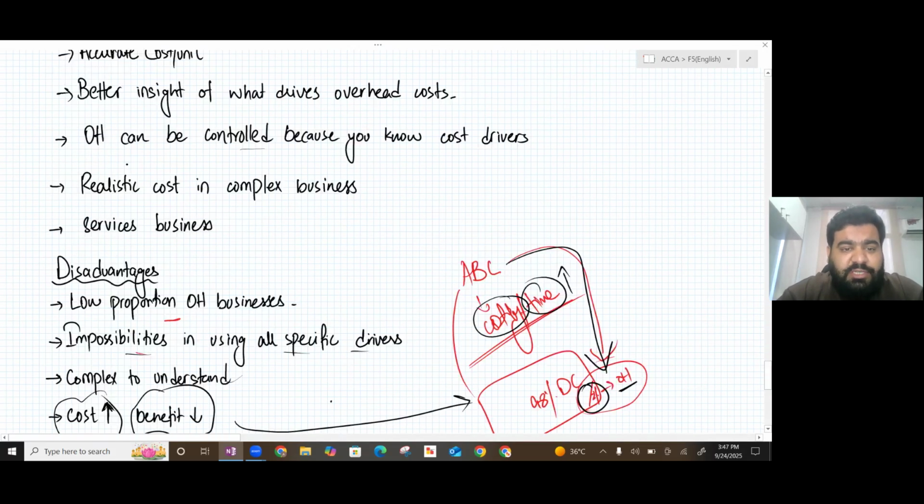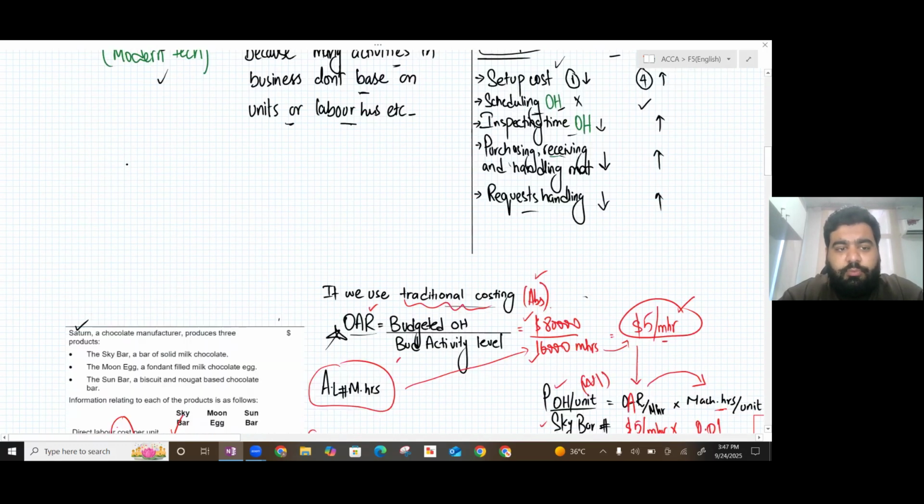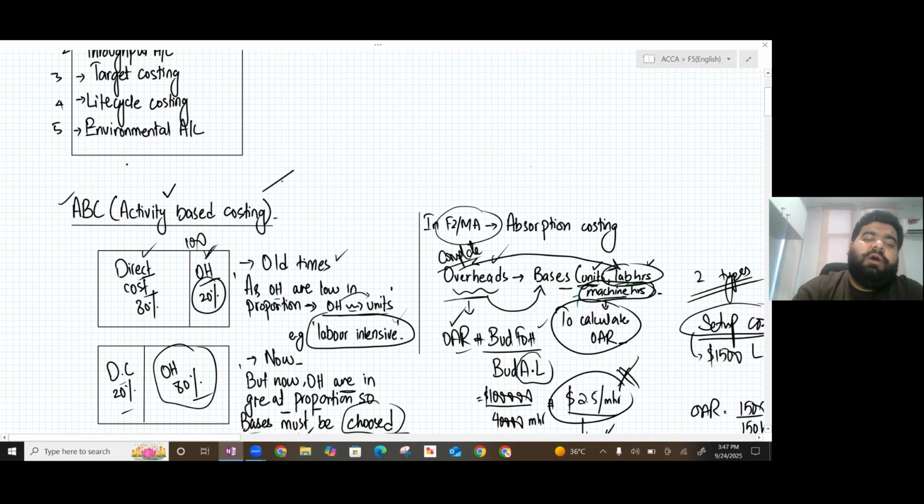So in ABC, if I go through the first 2 to 3 points, one is always take the proper base of overheads for calculation of OAR, production overhead per unit, and total cost. Total cost will help you calculate proper selling price, proper profits will come, and better insights of the cost drivers basis. And thirdly, I told you in the public sector and sectors like service industries, obviously activities are more compared to products. In the service industry and the public sector, there is no product to be sold. So there are activities, and where there are activities, activity-based costing helps you a lot.